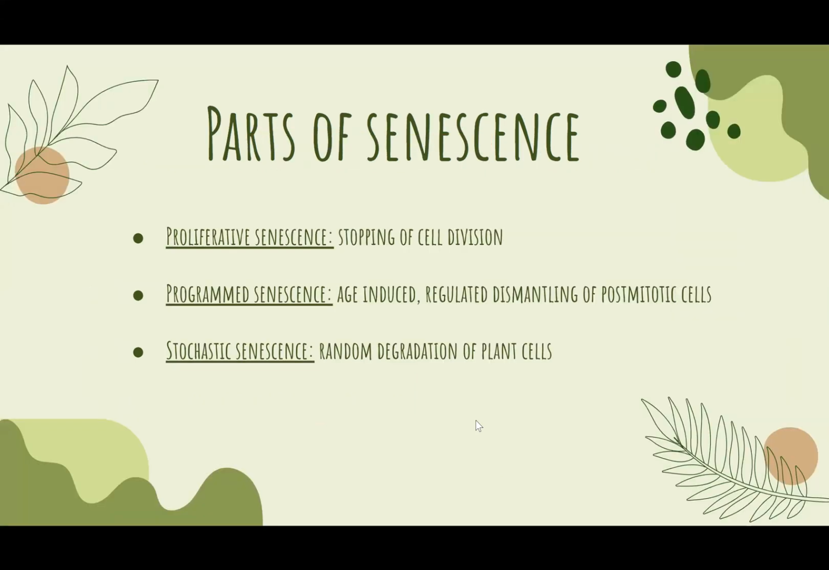First, we have proliferative senescence, which is the stopping of cell division. Second, we have programmed senescence, which involves the age-induced, regulated dismantling of postmitotic cells, such as degradation of chloroplasts and other organelles. Last, we have stochastic senescence, which is random degradation of plant cells. For instance, after programmed senescence, the nucleus and vacuoles break down and release contents, the plasma membrane gets holes, and cellular processes get disrupted, which then eventually leads to death.